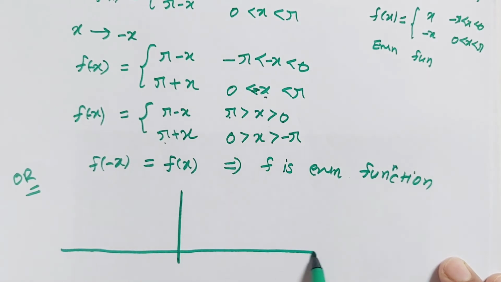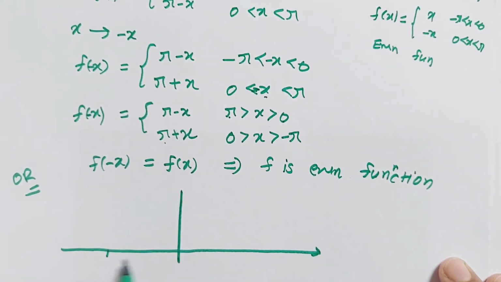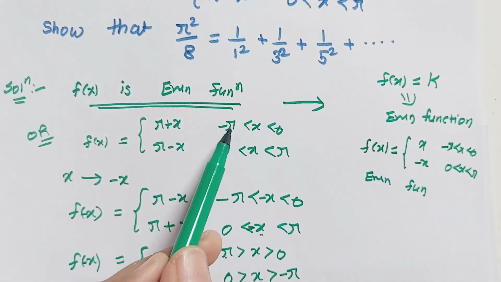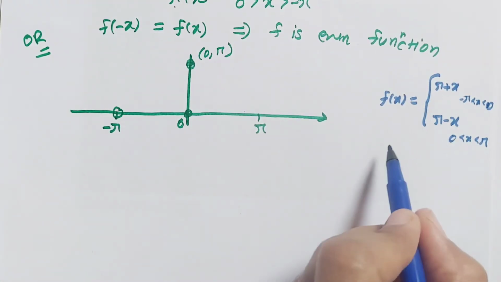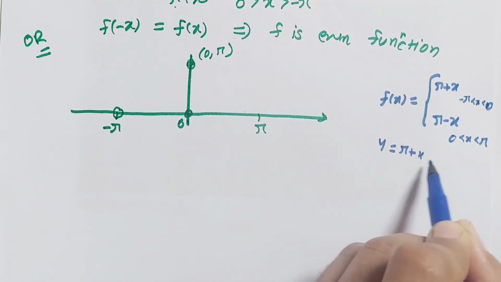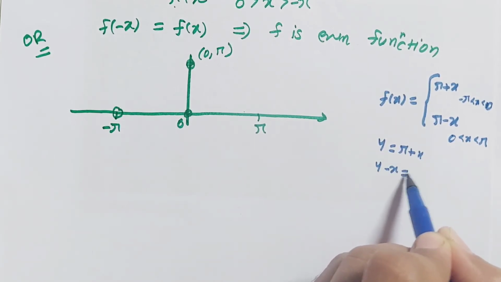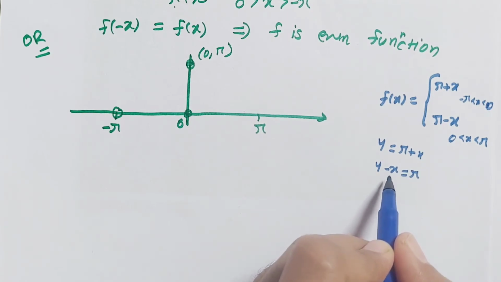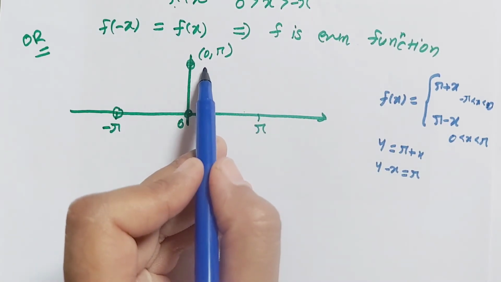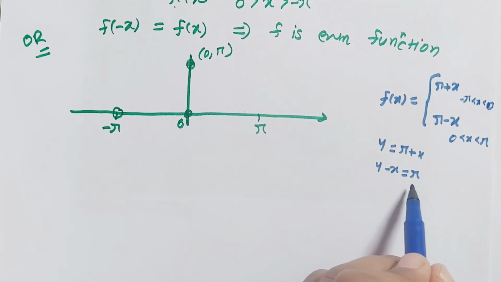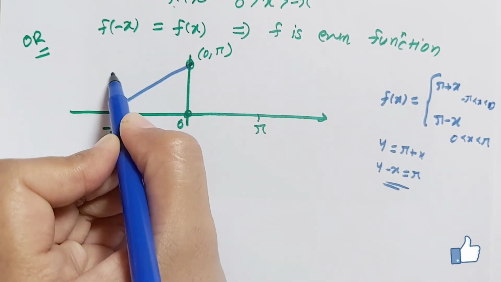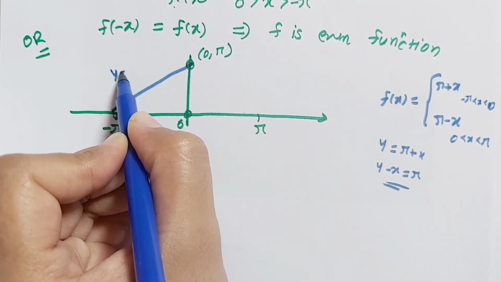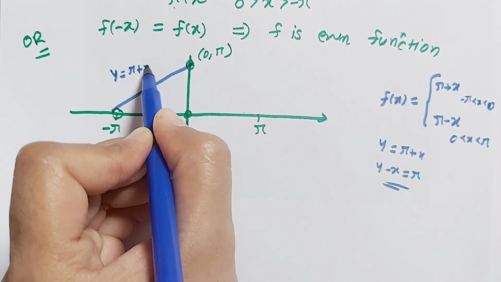On the x-axis we take the values of x, that is 0, minus pi, pi, because x varies from minus pi to pi. So here f of x equals pi plus x, that is y equals pi plus x, that means y minus x equals pi. If we put x equals 0, then the value of y is pi, and if y equals 0, then the value of x is minus pi. That means the graph of this function is this one, y equals pi plus x.